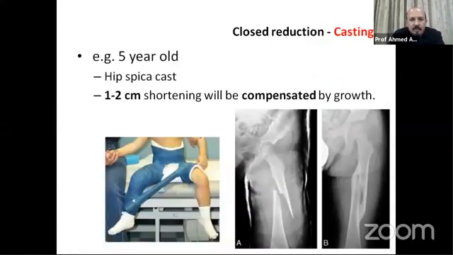As an example, this child, 5 years old, with this hip spica, for 2 centimeter shortening, which will be compensated for by the growth. As you see in the photo, this is a common technique to have the spica in the 90-90 position, not only for subtrochanteric but for diaphyseal fractures, because this position facilitates hygiene and allows the patient to sit and to lie down on his back at the same time in an easy way.